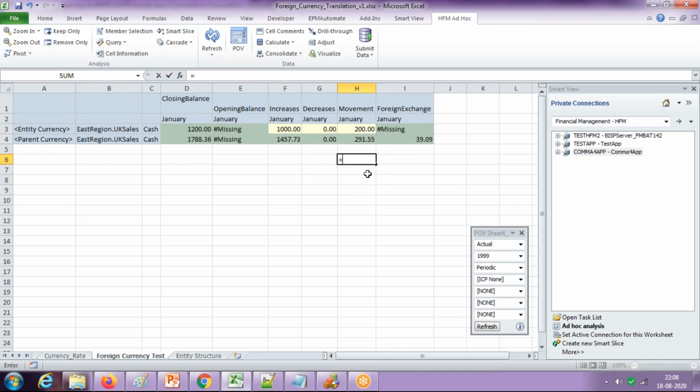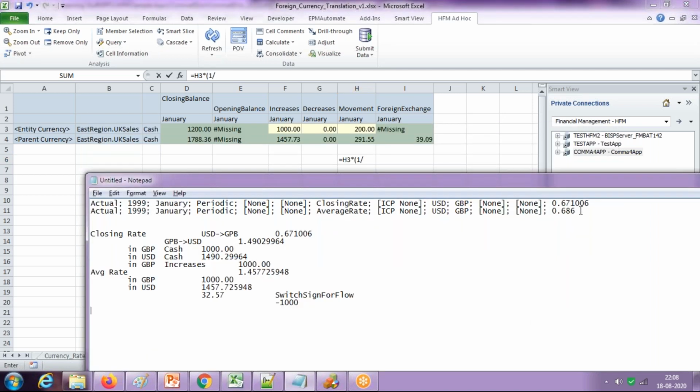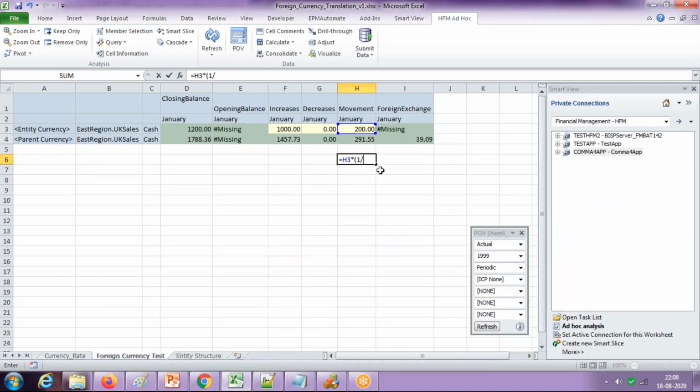So movement is 200 multiplied by currency exchange rate. So our currency exchange rate is 1 divided by 0.686, which is 291.55. It is rounding off. So now you take the whole value, your closing balance minus increases plus decreases, minus increases plus movement. So this becomes 39.50. This is the formula.